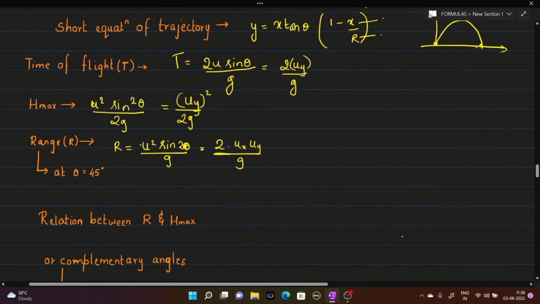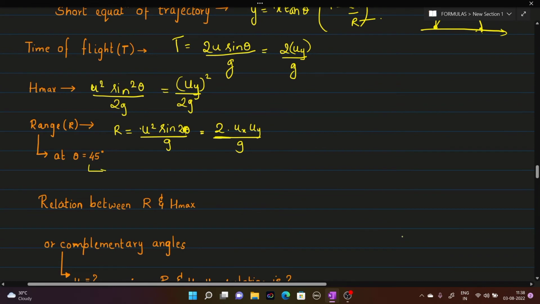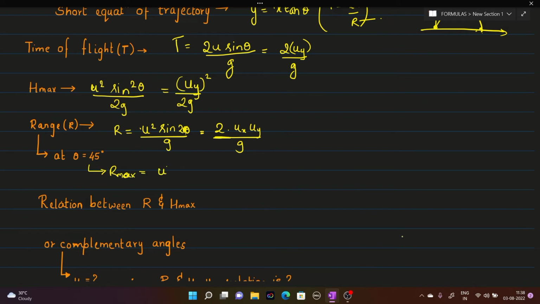After this comes theta equivalent to 45 degree, where range is said to be maximum, and we can directly apply this formula u square by g. Just substitute the value of 45 degree over here. 2 into 45 is 90. Sine 90 is 1. So it remains as u square by g.